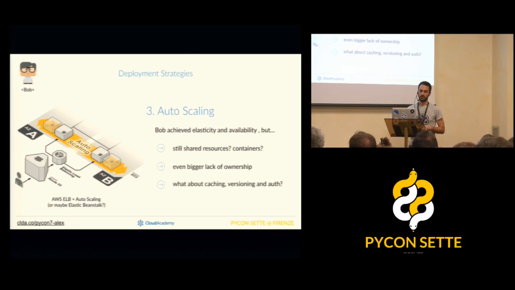I feel this is even a bigger lack of ownership, because now there is an undefined number of machines which I don't have access to, and I don't have control over the deployment at all. It's still in the hands of DevOps. I don't like this. And also, what about the other features? I still have to implement them. Caching, versioning, authentication. It's still integrated in the website. I would like to find a solution that allows me to be independent from all of that.